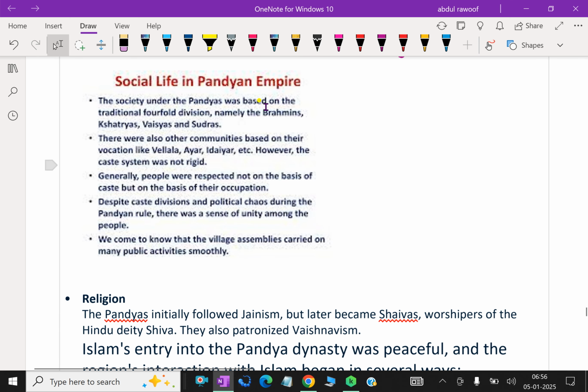The social life in the Pandyan Empire. The society under the Pandyas was based on the traditional fourfold divisions, namely the Brahmins, Kshatriyas, Vaishyas, and Sudras. There were also other communities based on their vocations like Vellala, Ayar, Adiyar, etc. However, the caste system was not rigid.